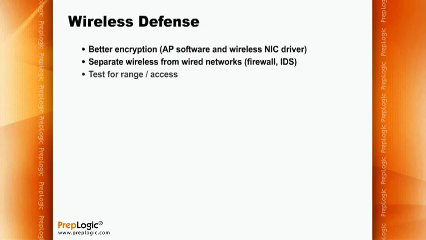And finally, we need to make sure we're testing for the appropriate range and access. In other words, we need to test that not only our own valid users can get access to this wireless network from anywhere in our building or the surrounding grounds that they should, but we also need to go beyond our building and see if anybody on the street, say, can get access to our network.